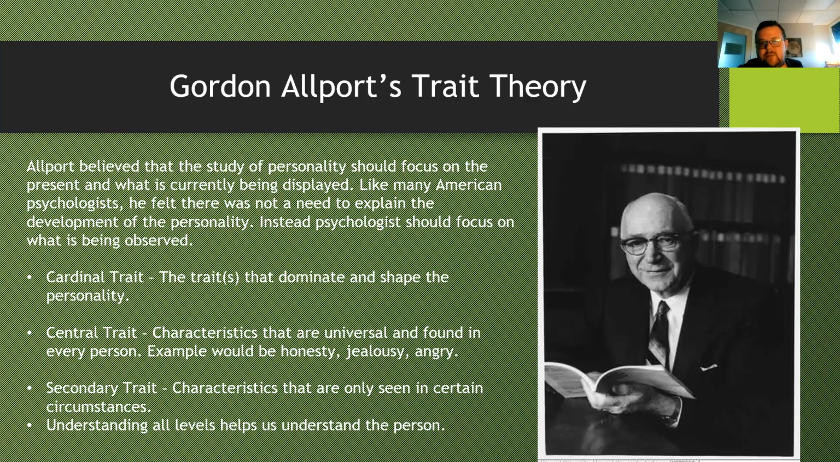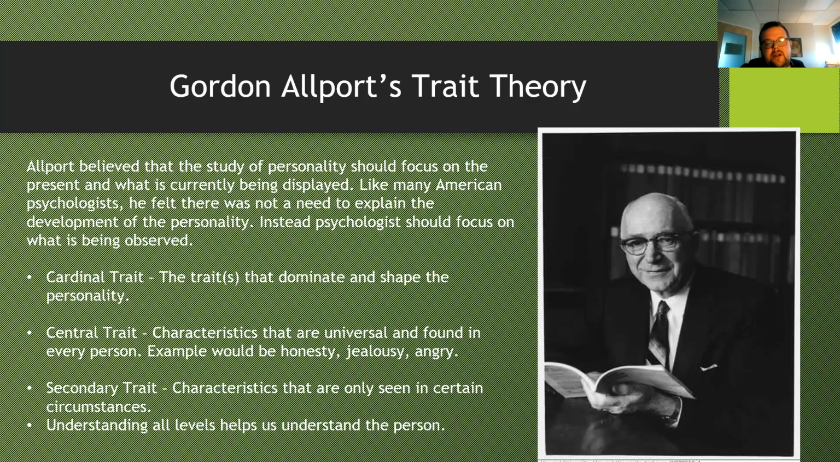So he falls in line, especially with the behaviorists like J.B. Watson, that I don't need to know what's going on in the mind of an individual. I can just study the behavior. So Allport described kind of 3 levels of traits. So a cardinal trait is one that dominates and shapes the personality. When you describe someone, you're most likely going to use a cardinal trait. When you describe yourself, most likely it'll be that too.